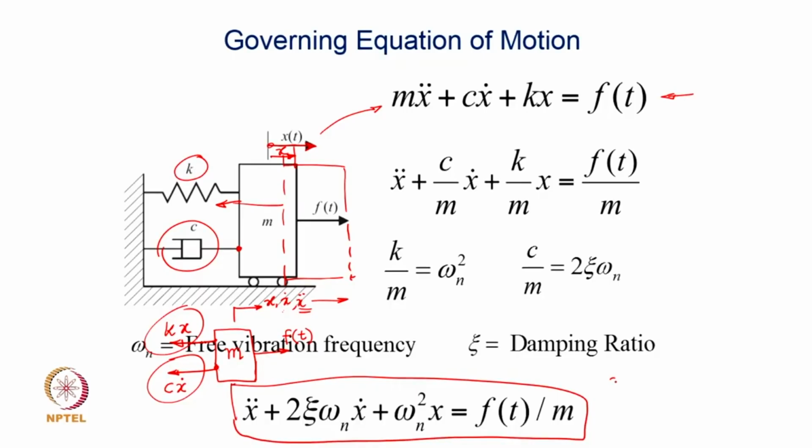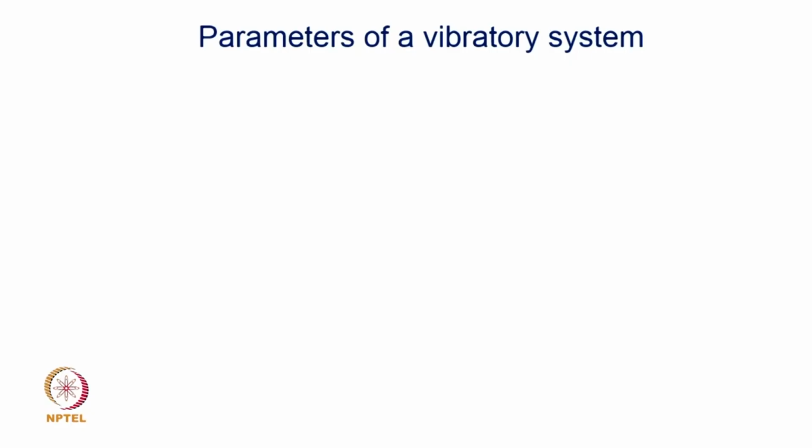So, ultimately when you solve this equation, you are expected to get the solution in the form of response as a function of time, okay, subjected to forcing function f of t. Okay. So, before moving ahead, I think it would be interesting to have a closer look at this governing equation that we have derived, or for that matter, before we start finding out the response of that governing equation of motion, we would like to have a relook at the elements of this simple vibratory system that we have been modeling, and what are the parameters of those elements of the vibratory system.